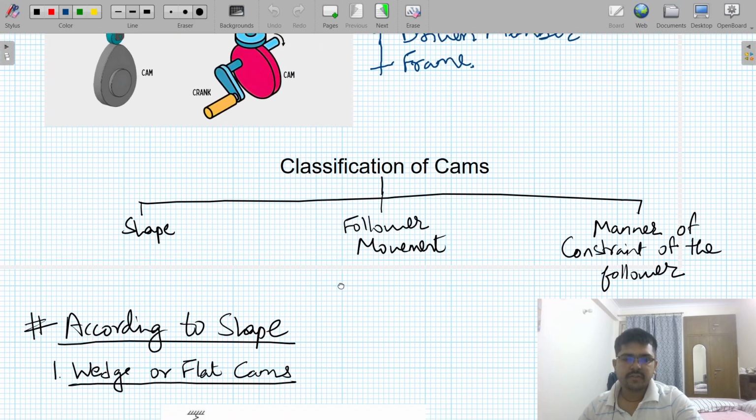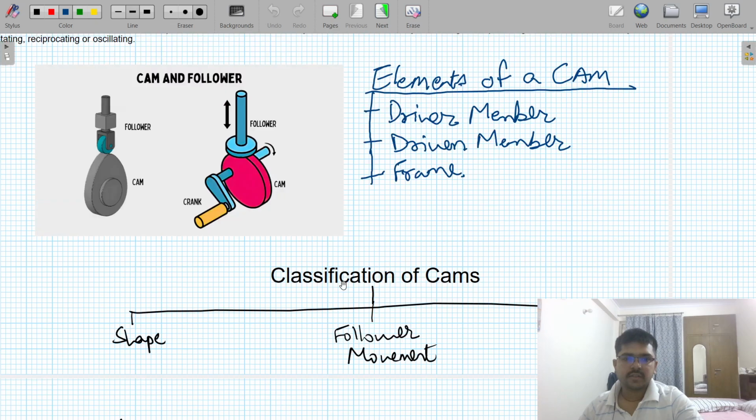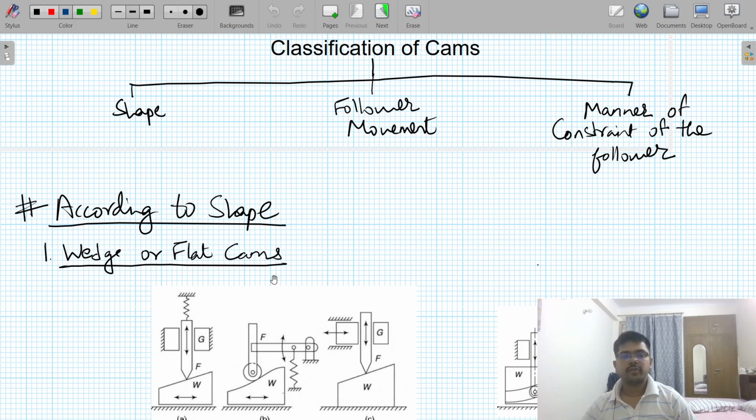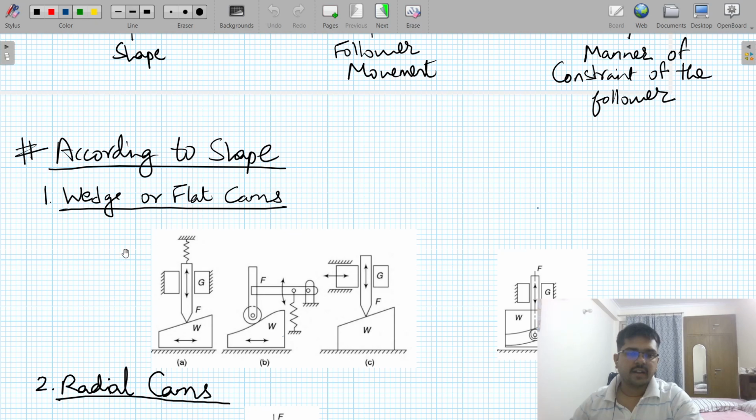Now classification of cams. Cams are of various types, and they are classified according to shape, follower movement, and manner of constraint of follower. So first we are going to see according to shape. The very first one is wedge or flat cams.